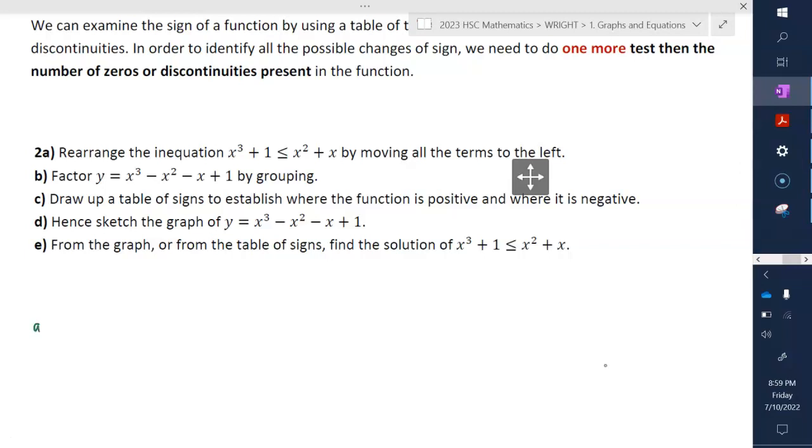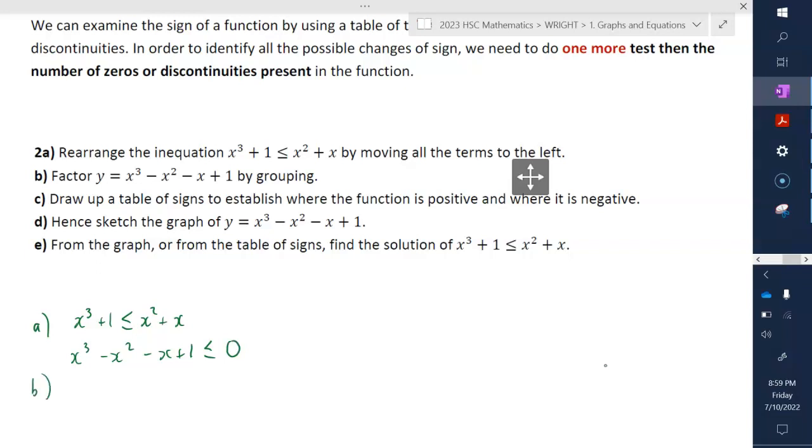If we have a look at the first one, we've got x cubed plus 1 is less than or equal to x squared plus x. If I'm going to rearrange that by moving all terms to the left, pause the video if you need to, I'm going to get everything over to the left. So I'm going to end up with x cubed minus x squared minus x plus 1 is less than or equal to 0. So I've done the first part.